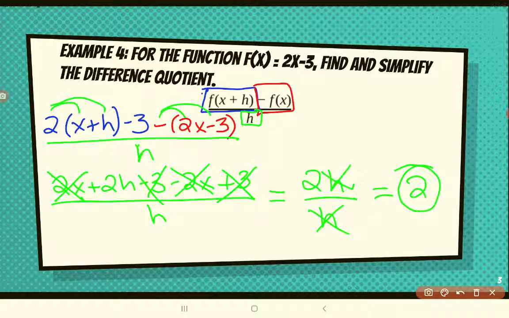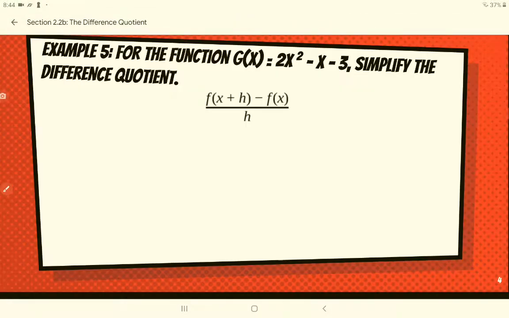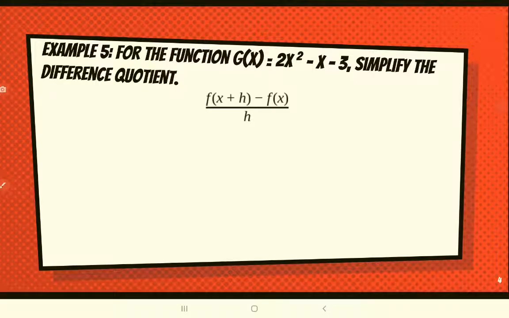Form than you've ever seen it. Okay? So let's look at a different example. Example 5 says for the function g of x equals, and then they give us a quadratic function. So let's think about what that means for a second.